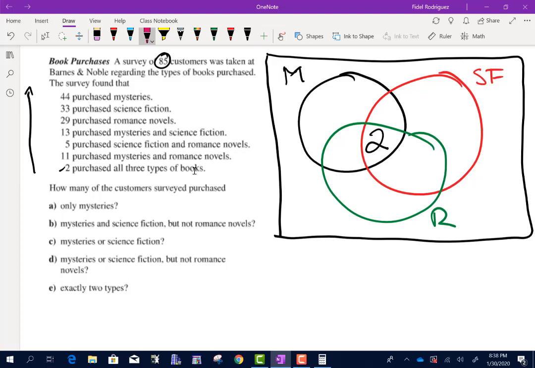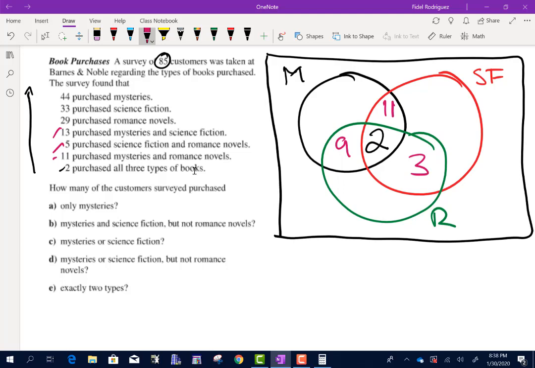All right, 11 bought mysteries and romance. So here's mysteries, here's romance, 11. This is going to be this number here. That's 2. That'll be a 9, okay? Science fiction and romance. So here's science fiction, here's romance. That number has to add up to 5. If this is already a 2, that one must be a 3. Okay. 13 bought mysteries and science fiction. So here's mysteries, here's science fiction. So this number here in the middle, this whole sort of football, is going to have to add up to 13. If that's 2, that one there has to be an 11.